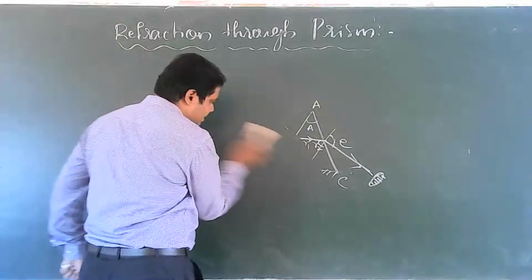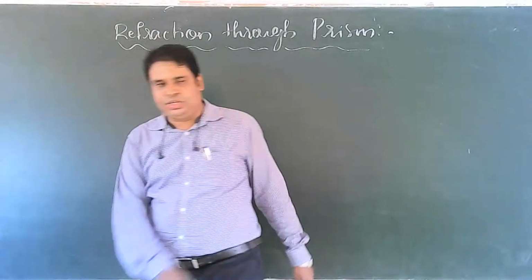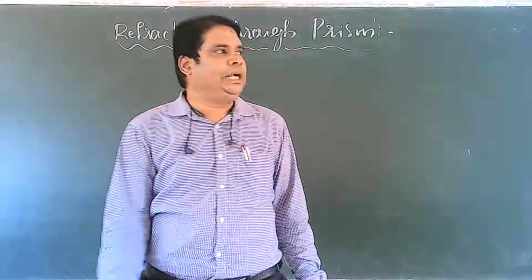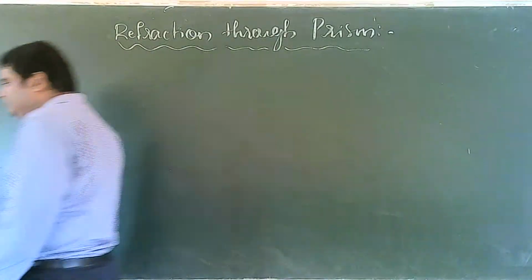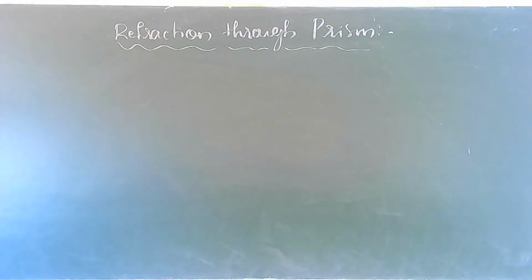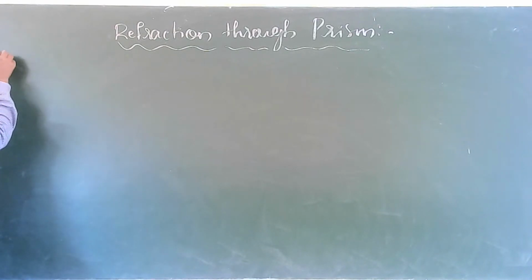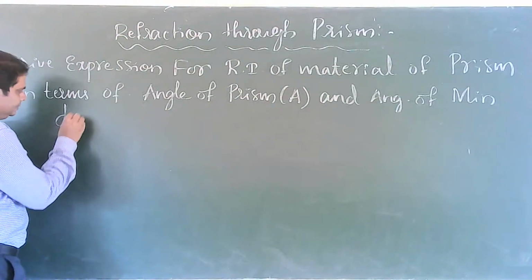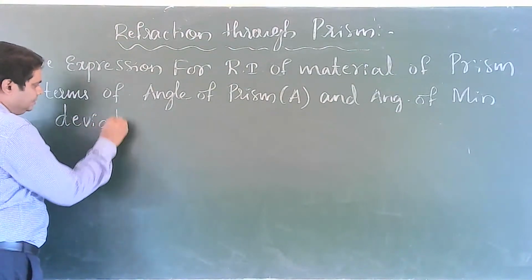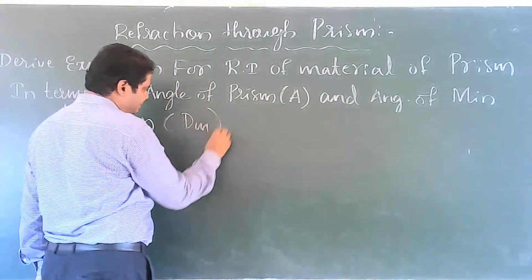Now, what is a prism? A prism is an optical medium bounded by three rectangular surfaces and two triangular surfaces. Okay? Now, see, derive the angle of minimum deviation.